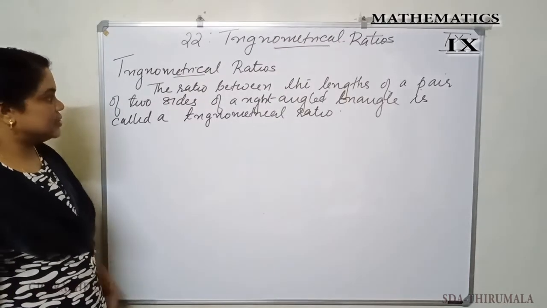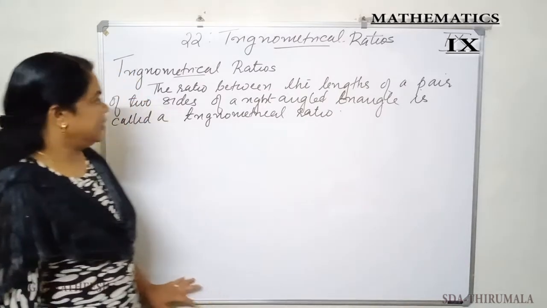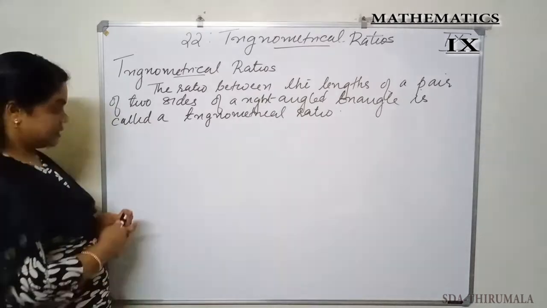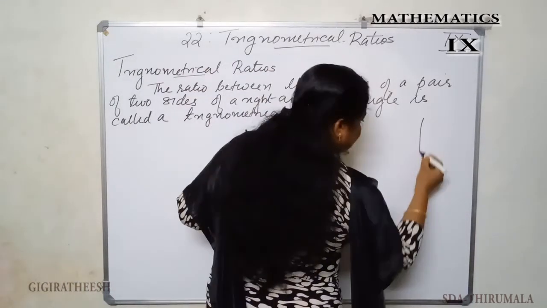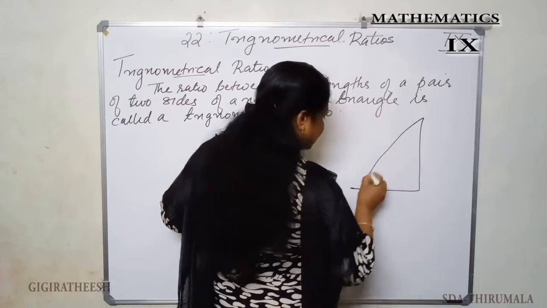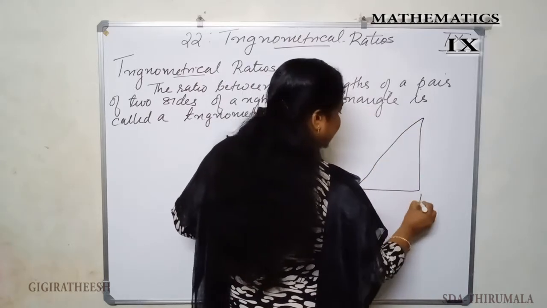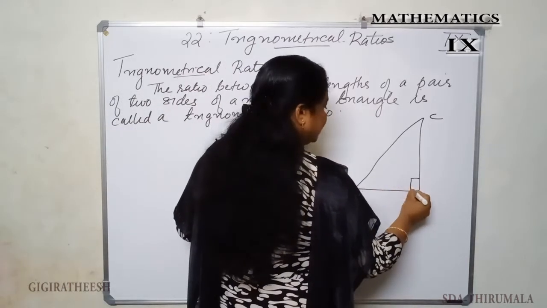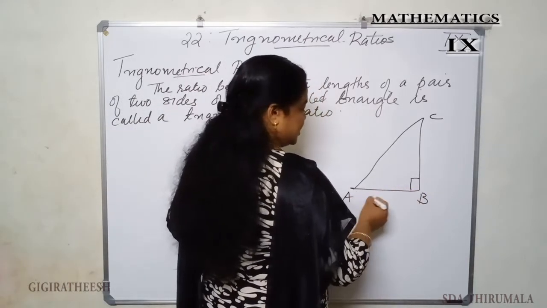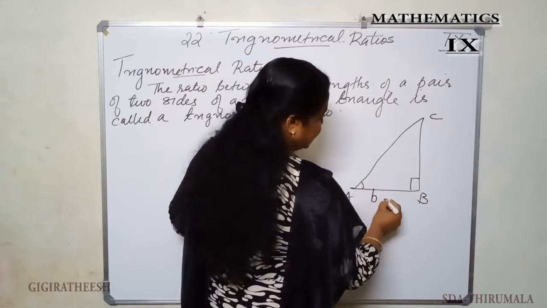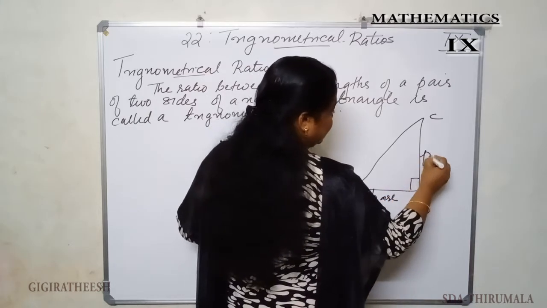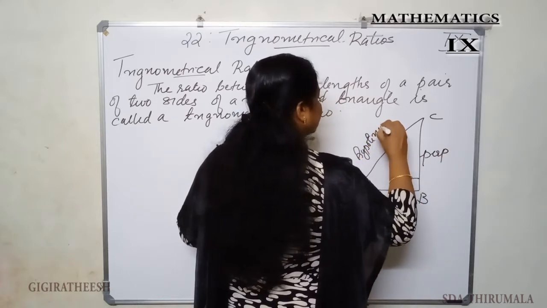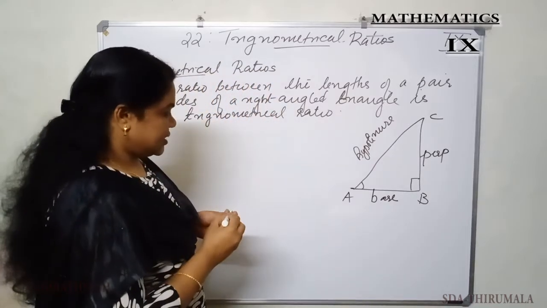Next is trigonometrical ratios. The ratio between the lengths of a pair of two sides of a right angle triangle is called a trigonometrical ratio. Here this is a right angled triangle with the sides A, B and C, with the right angle at B. For the angle of reference A, this is the base, this is the perpendicular, and this is the hypotenuse.